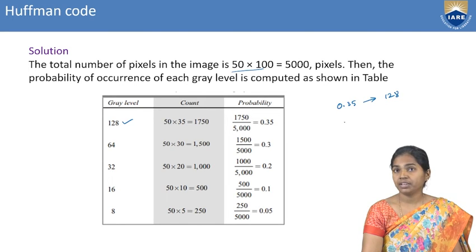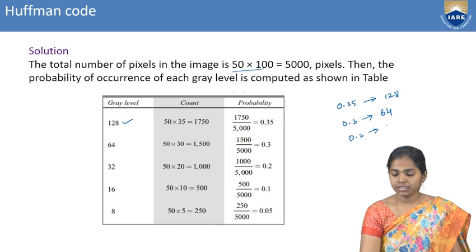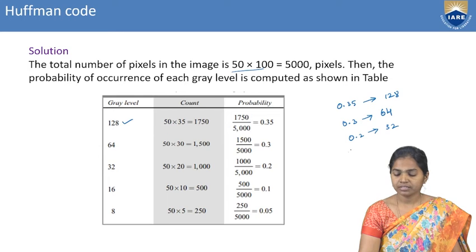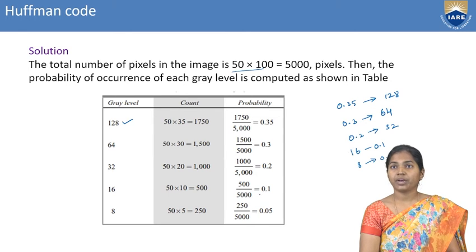And the next, 1500 by 5000, is 0.3 with gray level 64, and 0.2 with gray level 32, and next 16 has 0.1, and for 8 it is 0.05.